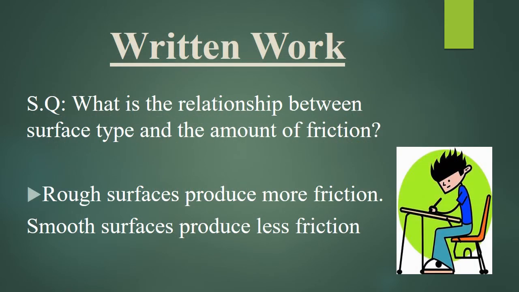Let's discuss a question and find its answer together. The question is, what is the relationship between surface type and the amount of friction? I repeat, what is the relationship between surface type and the amount of friction? The answer is that rough surfaces produce more friction. Smooth surfaces produce less friction.